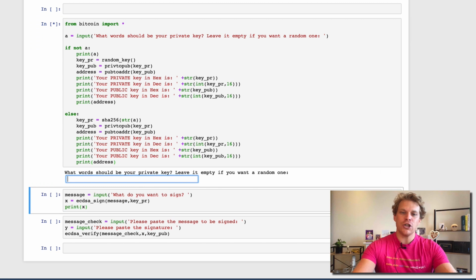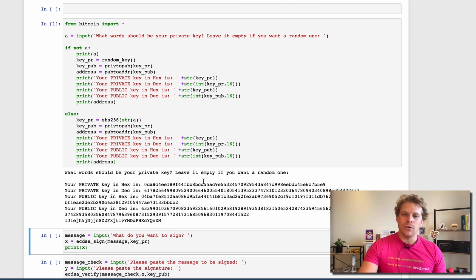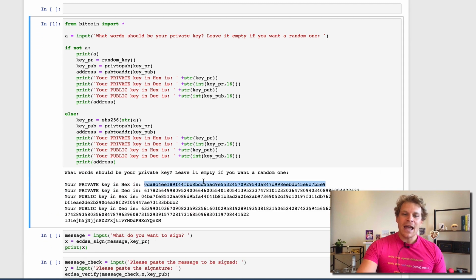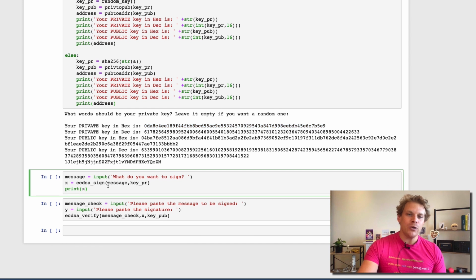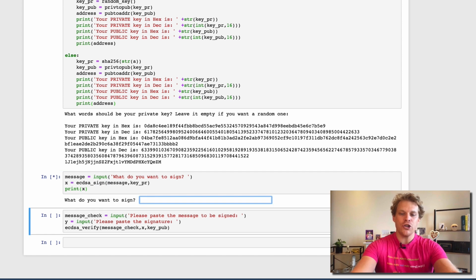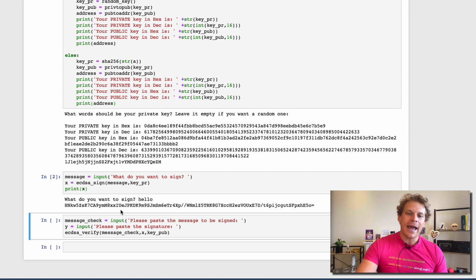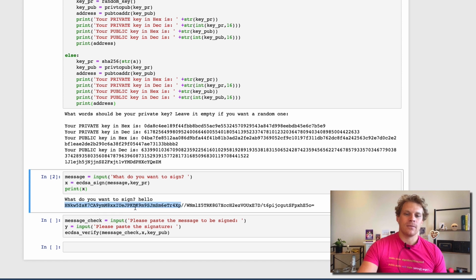Basically, I'm going to generate this private key. And so here is my private key. Now I'm using an elliptic curve signature function, and it asks me to sign a message. So I'm going to use a lowercase hello. And so I'm signing with my private key. And this is the signature that gets out.